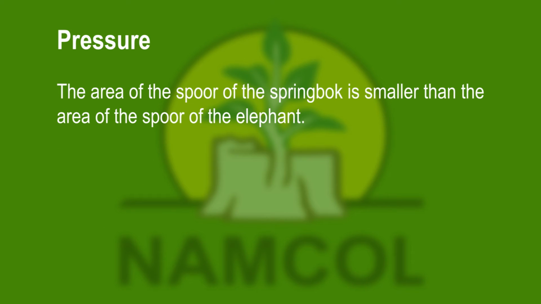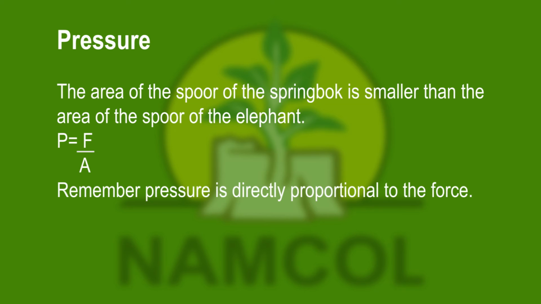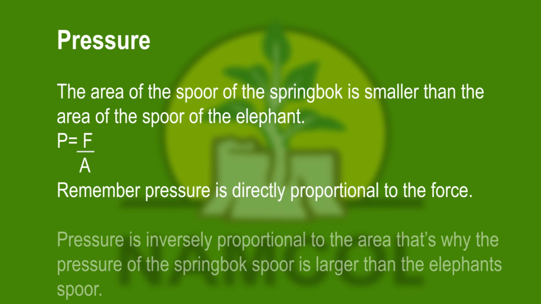Let's now discuss why the spoor of a springbok is usually deeper in the sand than that of a heavy animal such as an elephant. From the formula for calculating pressure, we can see that pressure depends on the force as well as the area. Pressure is directly proportional to the force, meaning if the force is increased at a certain rate, the pressure will also increase. Pressure is also inversely proportional to the area, meaning the smaller area will cause more pressure.